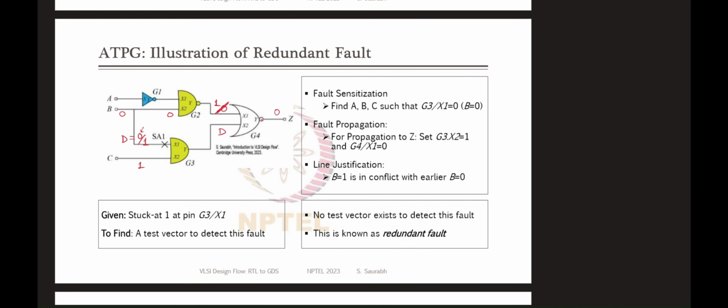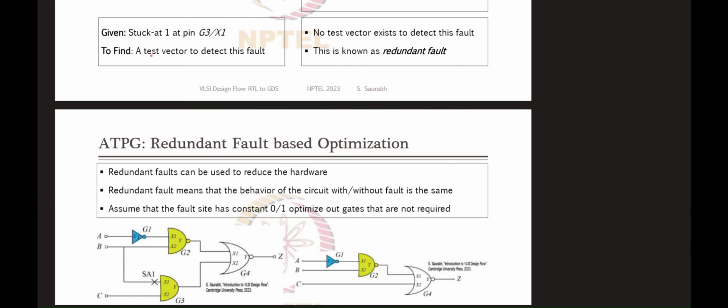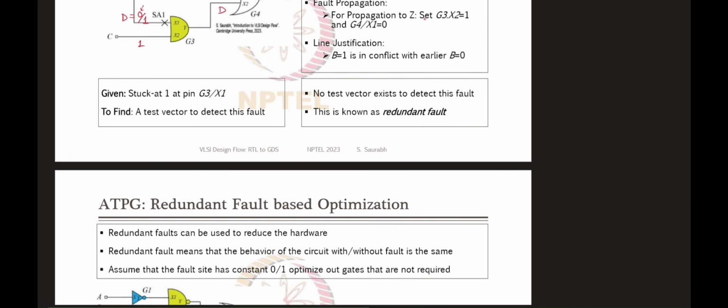So this is a case of a redundant fault. We cannot detect this at the output, so there is no test. This is written here, right? There is no test vector that exists to detect this fault. So this kind of fault is called a redundant fault.